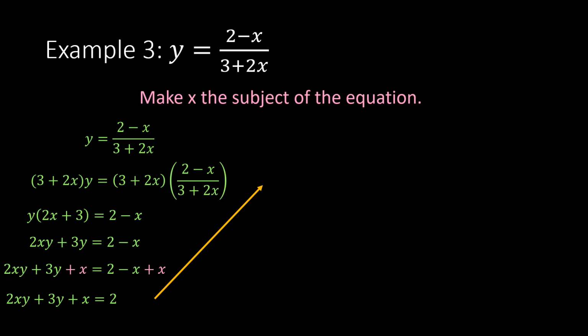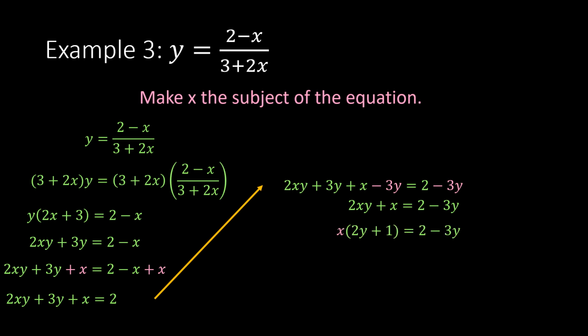Now, I'm going to write it on the other side. So, 2xy plus 3y plus x minus 3y is equal to 2 minus 3y. We want to move the y to the right-hand side, so this is now the difference. So, 2xy plus x is equal to 2 minus 3y.